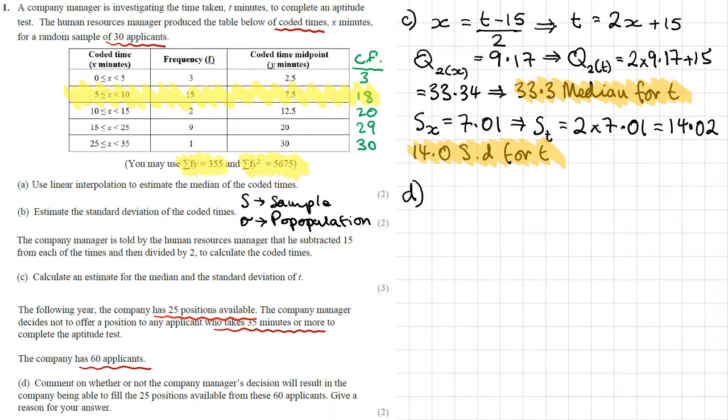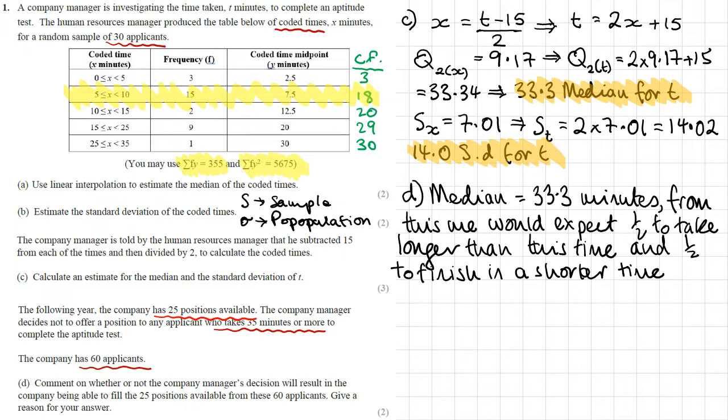Now, we shouldn't be doing any new calculations. We should be using what we've got. Now, we've got the standard deviation for the times, and we've got the median. Now, the median is going to be useful. The median is equal to 33.3 minutes. Now, the median's the middle. So we would expect half of the applicants to take less than that time and half to take more than that time. So we'll write that down.